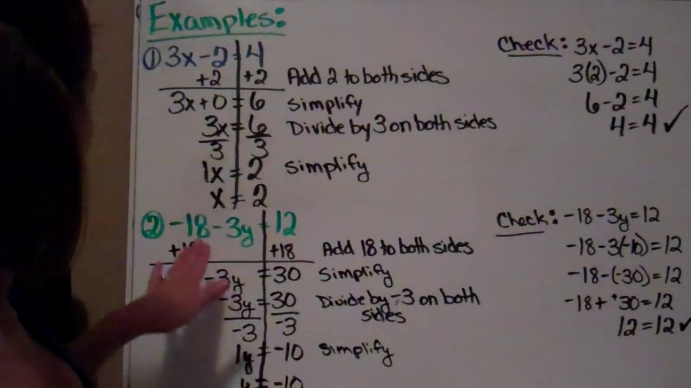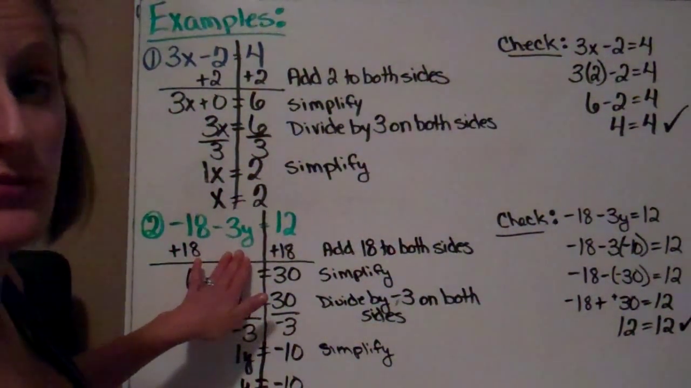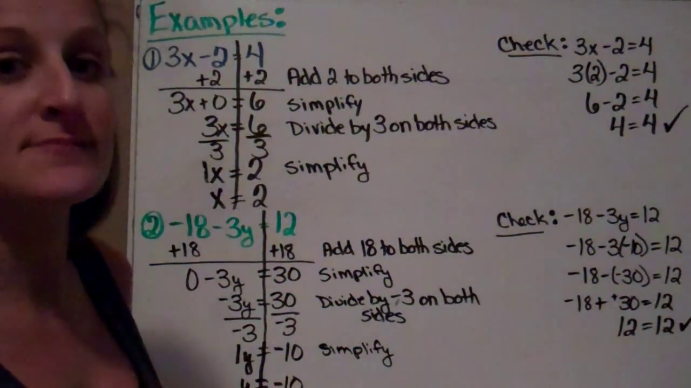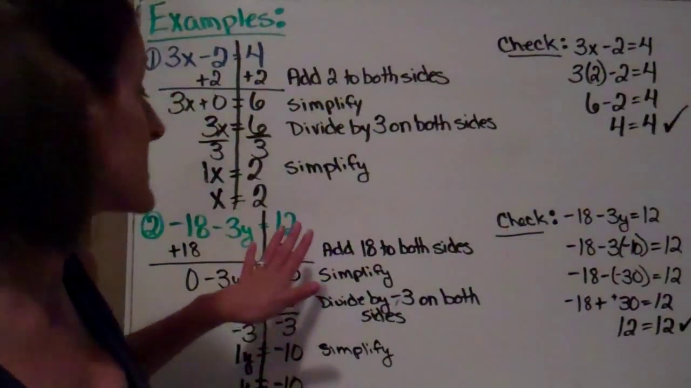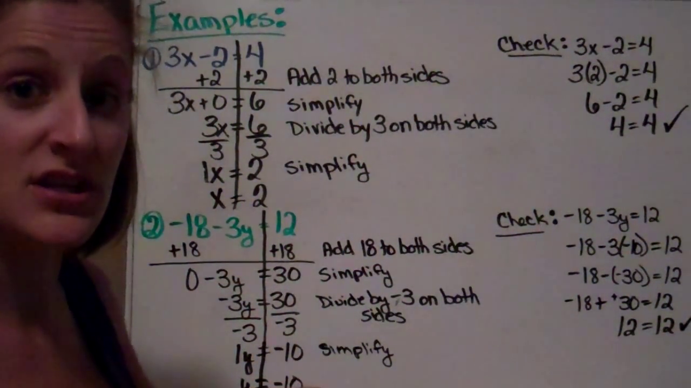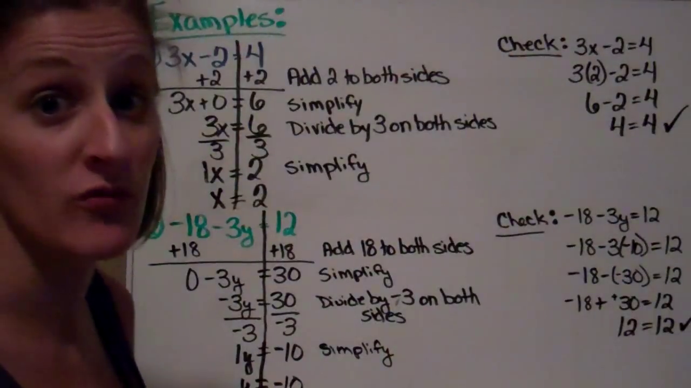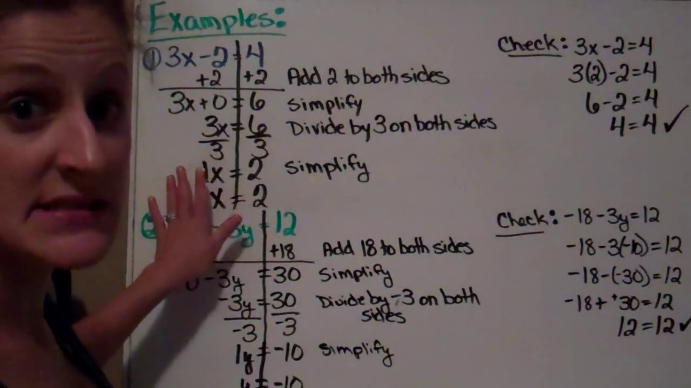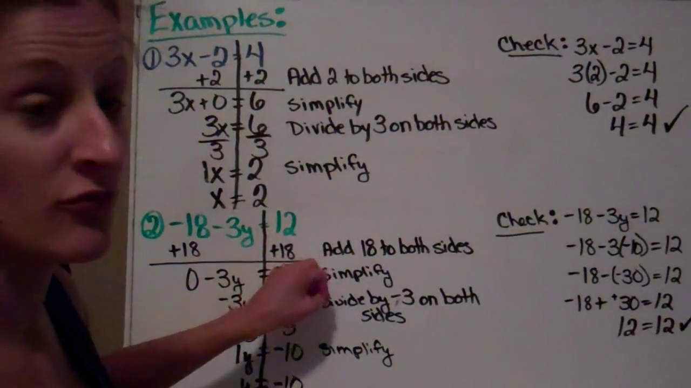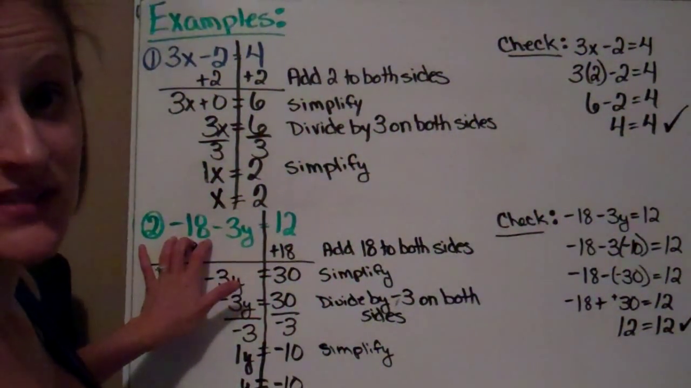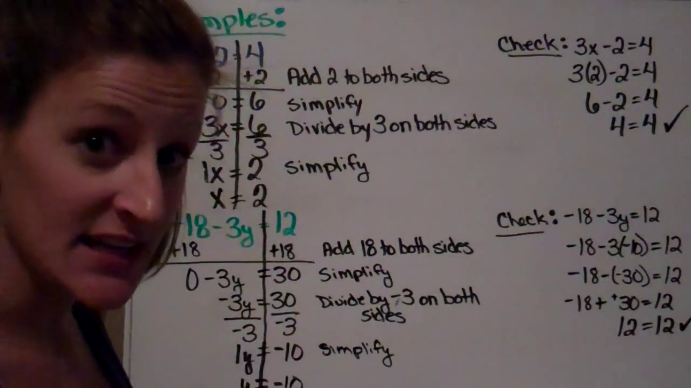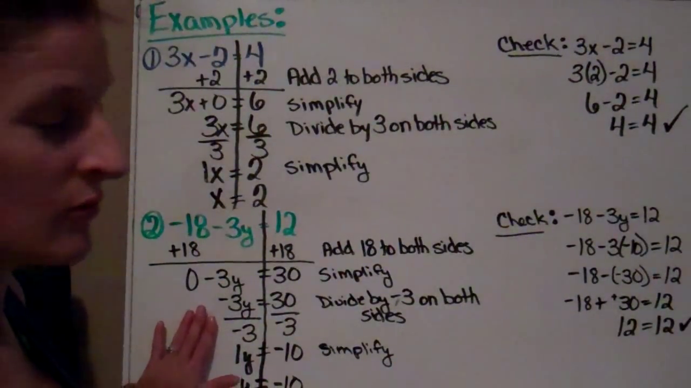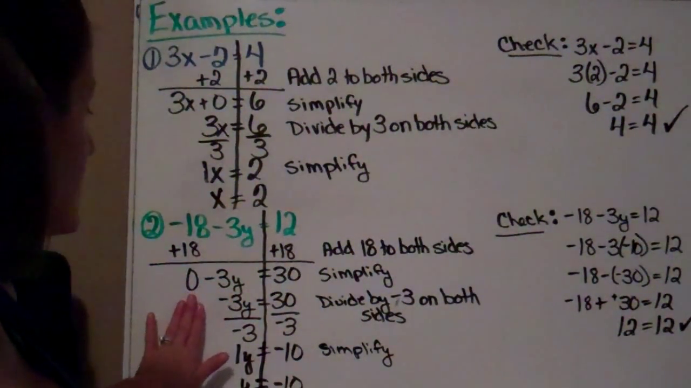Now we have negative 18 minus 3y equals 12 as our next example. Just because my variable is going to be the second part of the equation doesn't necessarily mean I need to move that first. Now I need to move this negative 18 first because I move the number away from the variable first. Now this is negative 18. The opposite of negative 18 is positive 18, or add 18, because I want it to be 0. So negative 18 plus 18 is 0.